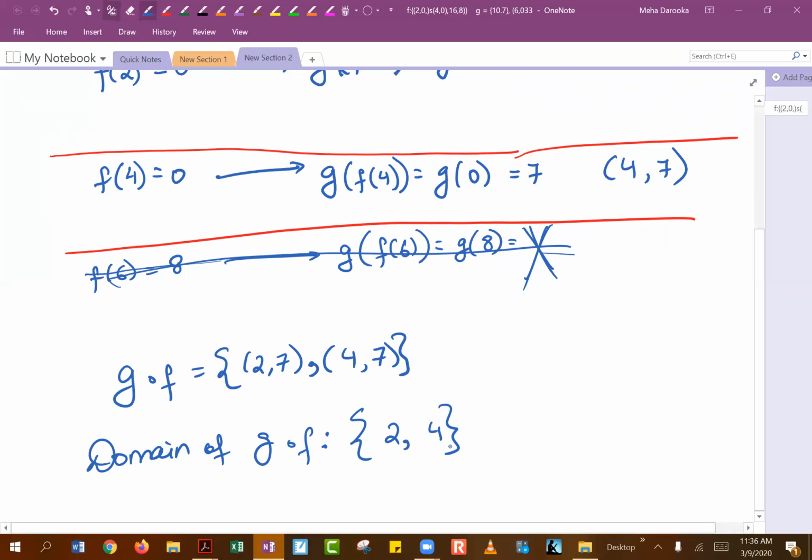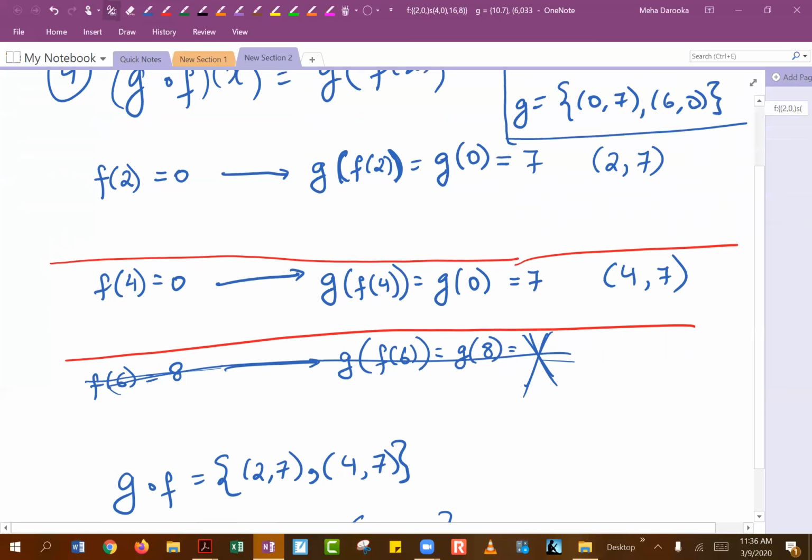On the exam, do you want us to show how we came up with those ordered pairs? Yes, please, at least show me how you came up with those ordered pairs.